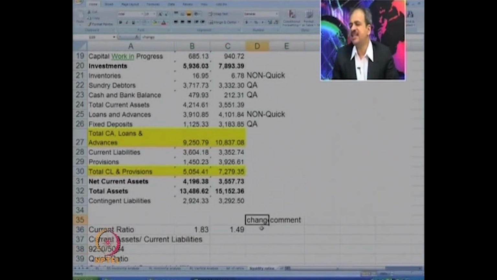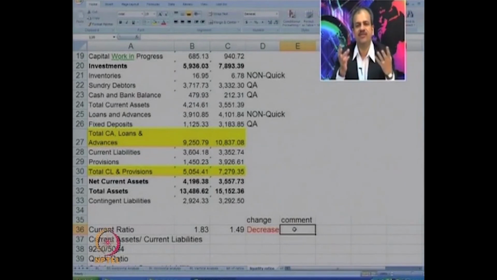So what we can see is there is a decrease in the current ratio. That is a comment. It's not a very good sign, that is why it is shown in red. So we can also see what the comment is. So what will you infer from this? What does this show? It is apparent that the liquidity position has slightly gone down.